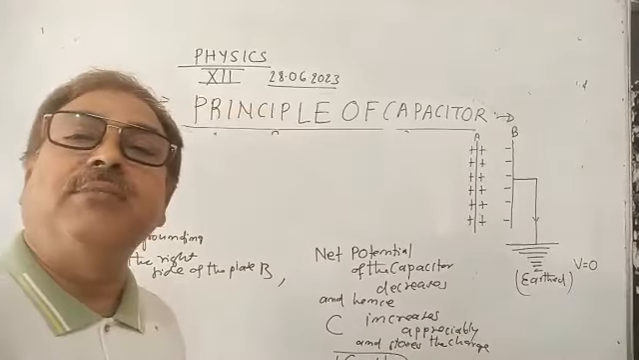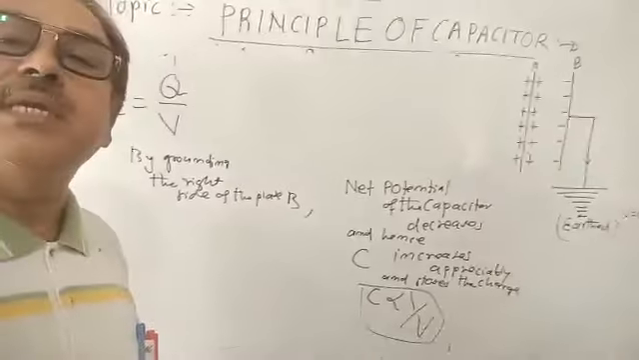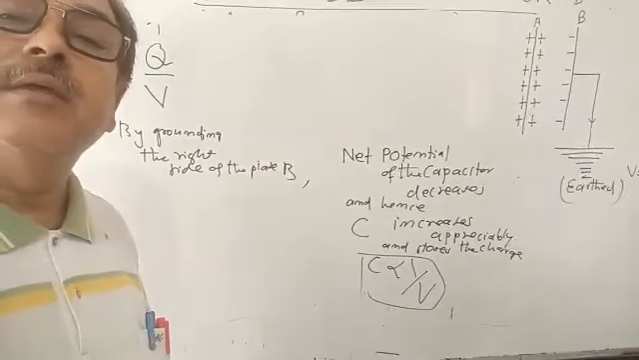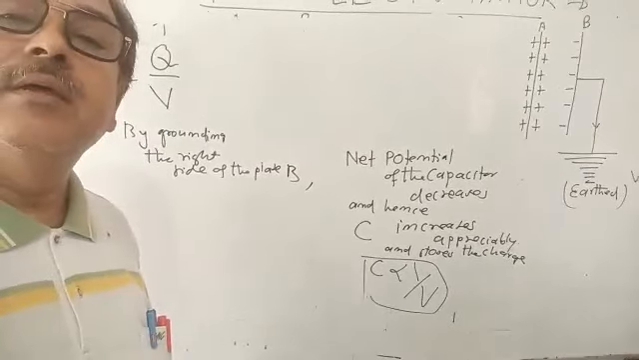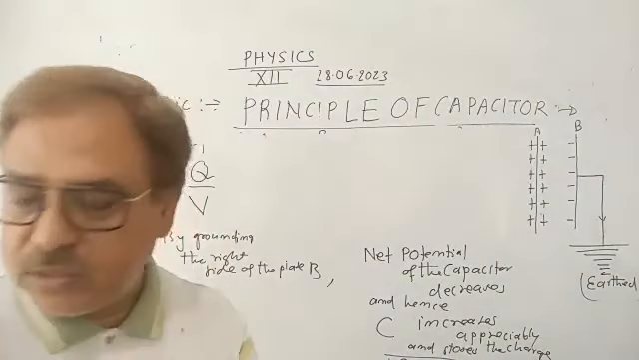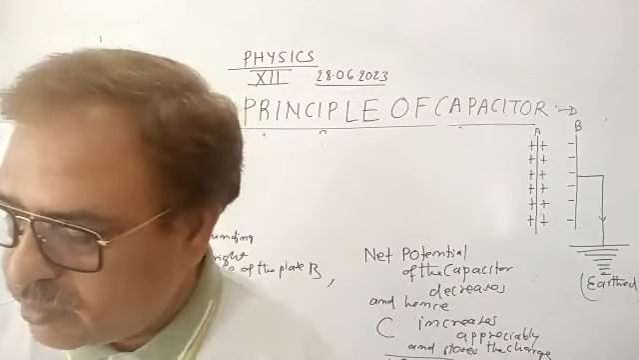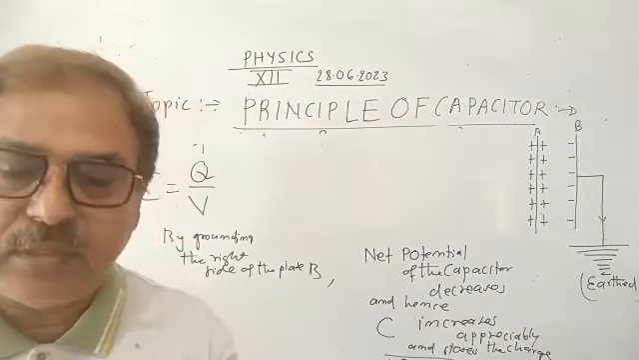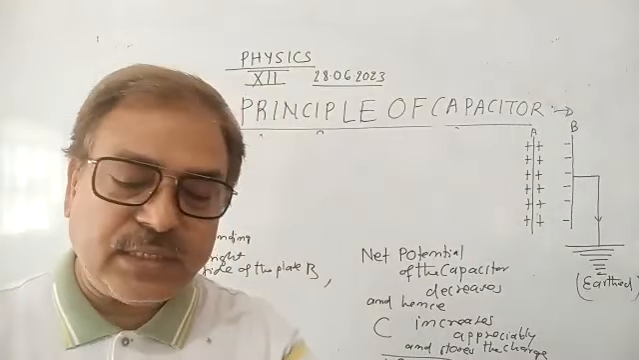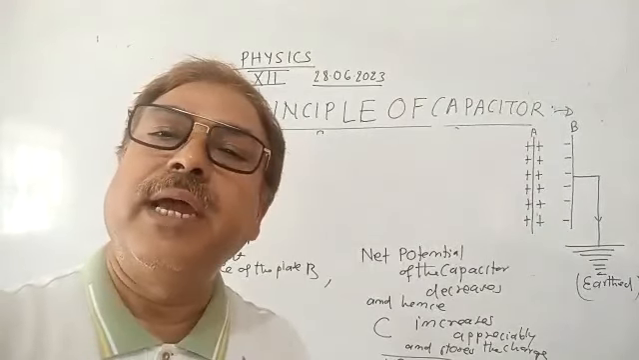So when C is inversely proportional to V, due to the earthing of the plate B, due to the inverse relation between the Q and V. Okay, so this is the process and principle of the capacitor. We will all note down this.